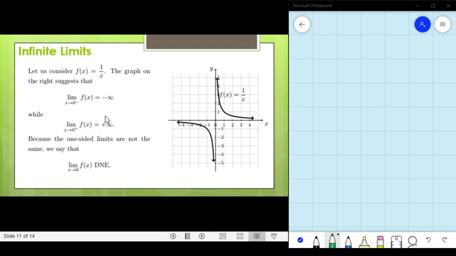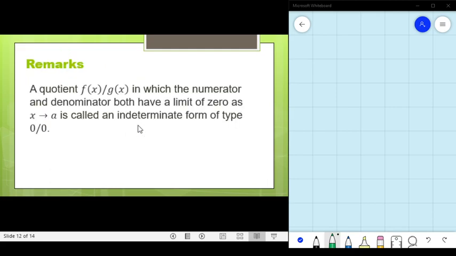So since negative man ang sa left and positive pud ang from the right, so they do not have equal limits. So that's why ang limit of the function as x approaches 0 does not exist. Okay?